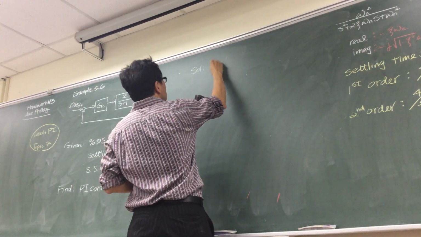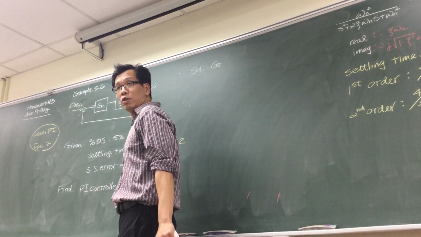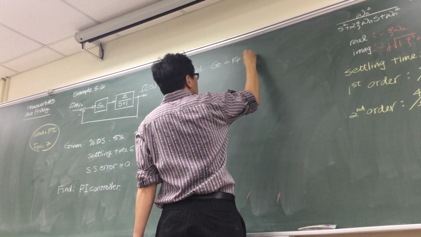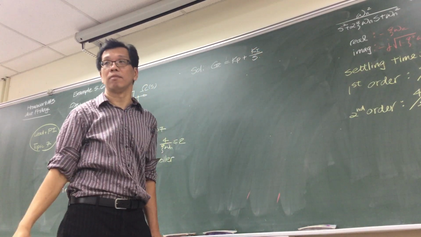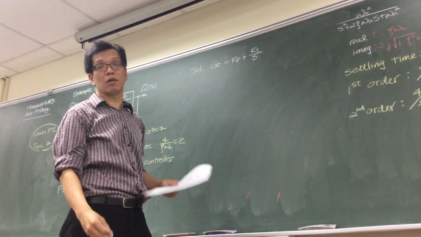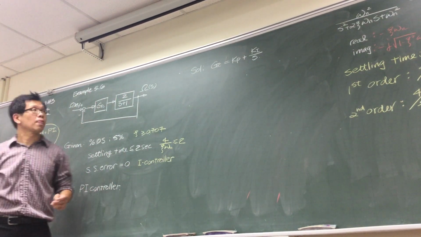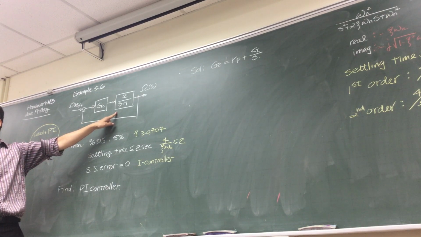So since I'm telling you I'm going to have a PI controller, it means that I'm going to have what? KP plus KI over S. Right? Then we need to put our system all together. Let me ask you a question. This one is what? First order system. After I plug in the controller, will I have a second order or still a first order system?